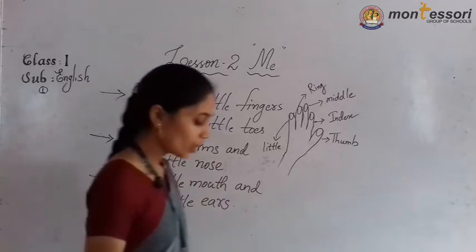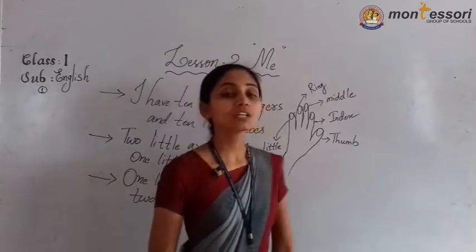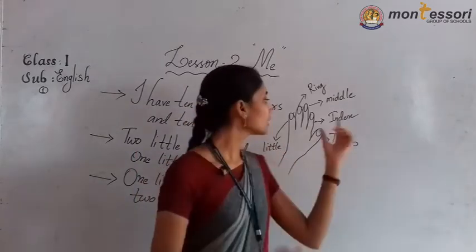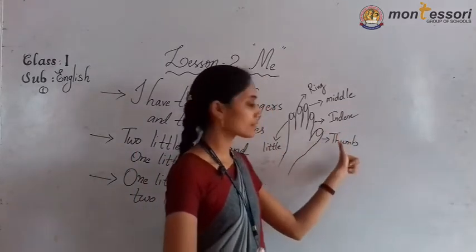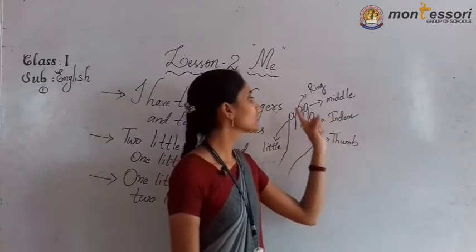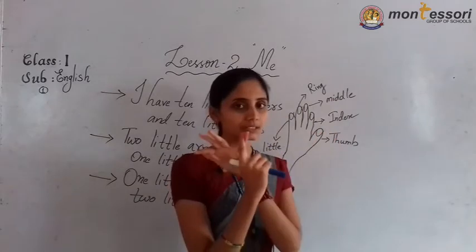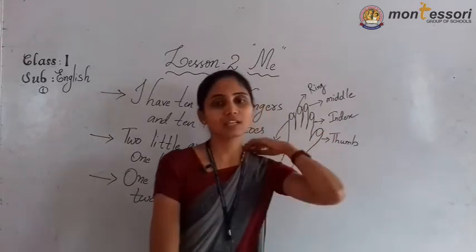Next, how many fingers totally? How many fingers do we have? We have 10 fingers, and these fingers have their own names. First one is thumb, second one is index finger, third one is middle finger, fourth one is ring finger, fifth one is little finger. Yes or no?